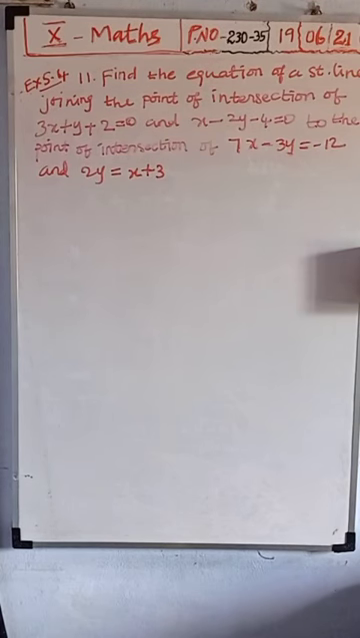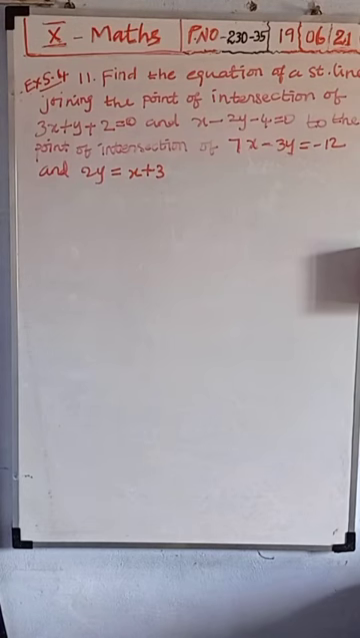Today we are going to see exercise 5.4, 11th question. Find the equation of the straight line joining the point of intersection of 3x plus y plus 2 is equal to 0 and x minus 2y minus 4 is equal to 0 to the point of intersection of 7x minus 3y is equal to minus 12 and 2y is equal to x plus 3.